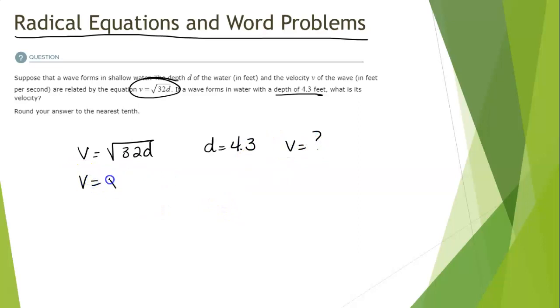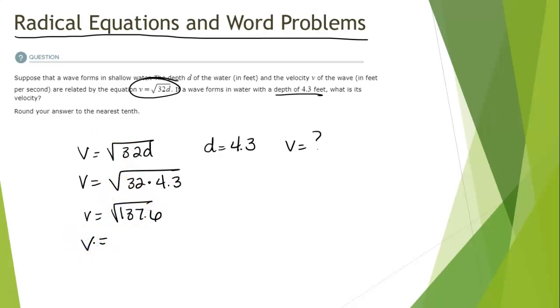So I'm going to substitute in. When the 32 is right next to the d, that means to multiply. And then let's think about order of operations. Is there a reason to square both sides? Is the variable inside the radical on this one? It is not. Order of operations says to do what's inside the grouping symbol first, and the square root is a grouping symbol. So we do 32 times 4.3, and that gives me the square root of 137.6.